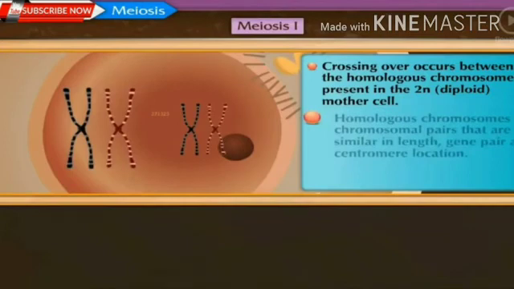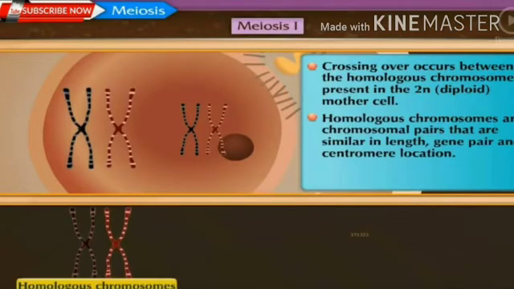Then see in this picture, during meiosis first, crossing over occurs in the homologous chromosomes. These homologous chromosomes are present in the mother cell. This mother cell is diploid. Diploid means it has 2n number of chromosomes.